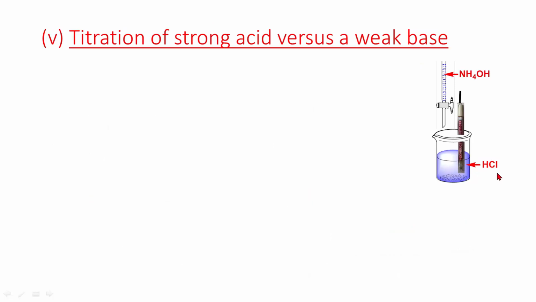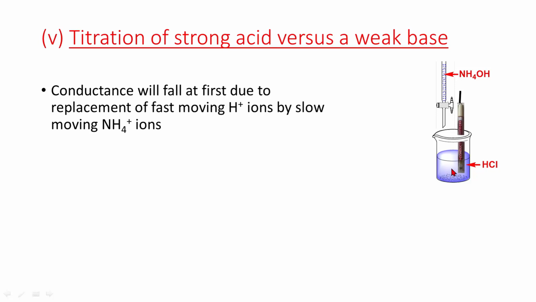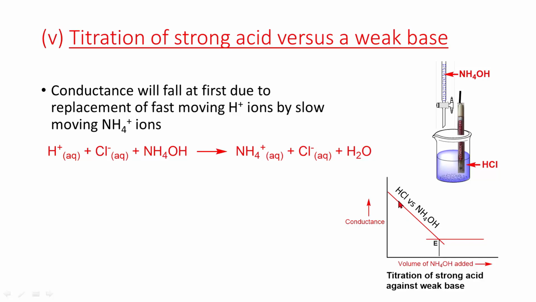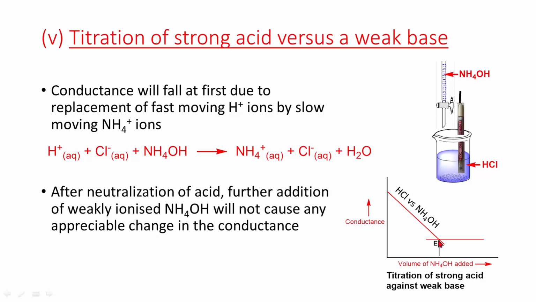Titration of strong acid versus weak base. Here conductance will fall first due to replacement of fast moving H+ ions by slow moving ammonium ions. Conductance will decrease. This line corresponds to HCl versus ammonium hydroxide. After neutralization of acid, further addition of weakly ionized ammonium hydroxide will not cause any appreciable change in the conductance.